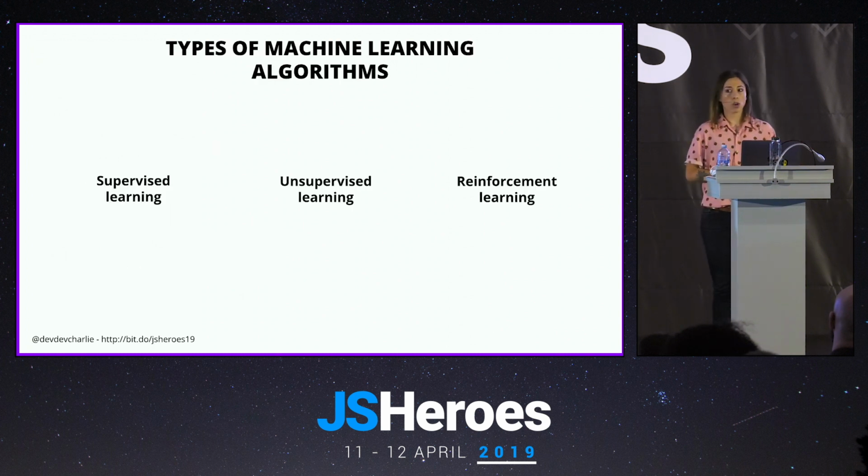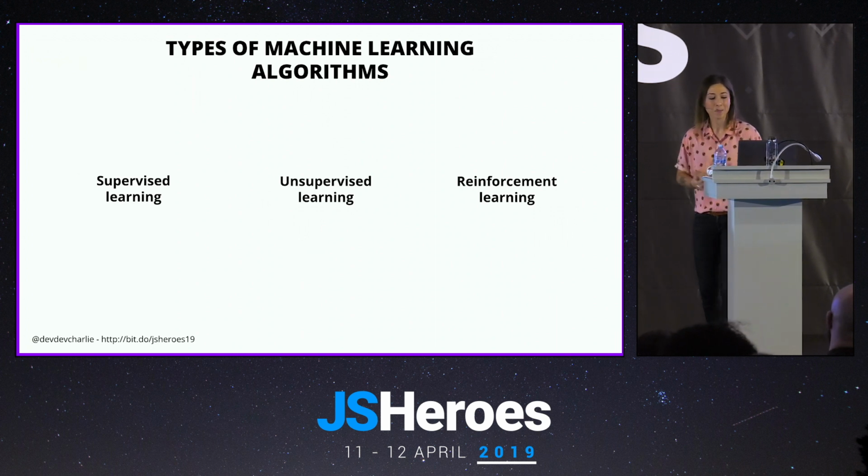So in machine learning, you have 3 main problems that you can solve. You have supervised learning, unsupervised learning, and reinforcement learning. You might also hear about semi-supervised, but that's between supervised and unsupervised, so I didn't talk about it.